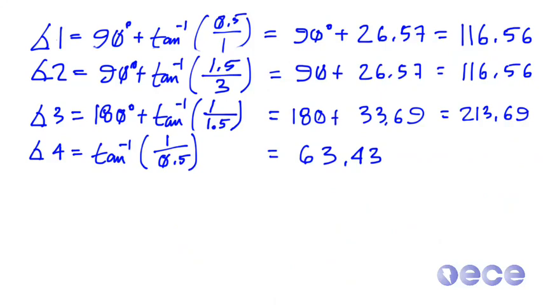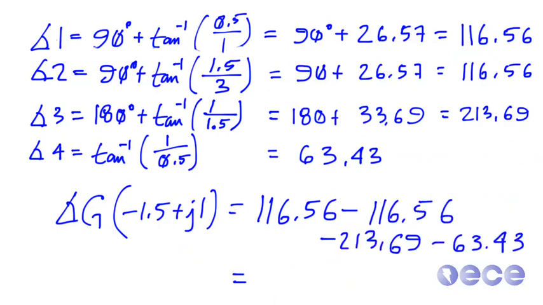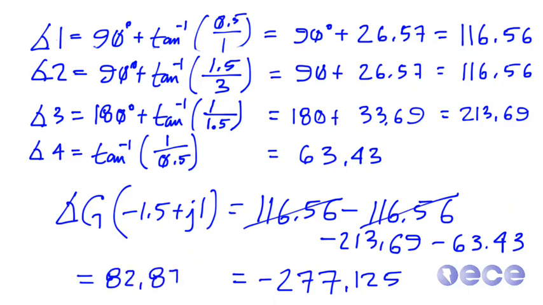So with these values, now we can actually do the subtraction to find out the angle of G at minus 1.5 plus j1. And after we subtract these values off, these two are going to cancel. And so we get minus 277.125. I prefer to have these values all the way in between minus 180 and 180 degrees. So this turns out to be 82.875 degrees. You can verify this by directly plugging in the value minus 1.5 plus j1 into your calculator and solving G of s and confirming that you get the same angle.